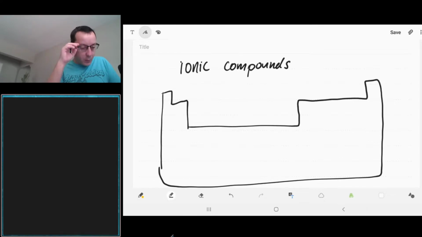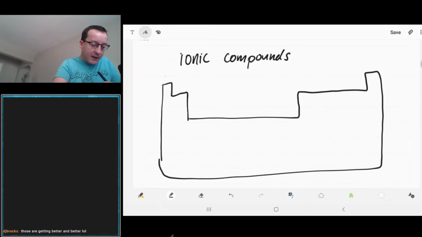So we remember that everything in group one, the alkali metals, they had one valence electron, right? For example, potassium was argon 4s1, sodium would be neon 3s1, and so forth. Yeah, I know. I'm going to be a master of periodic table drawing by the end of all this stuff.